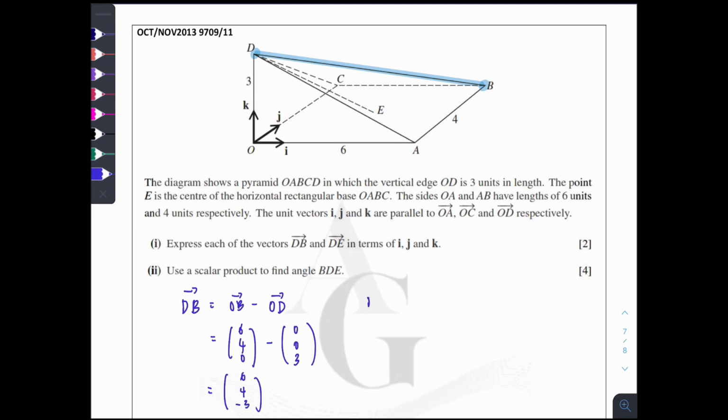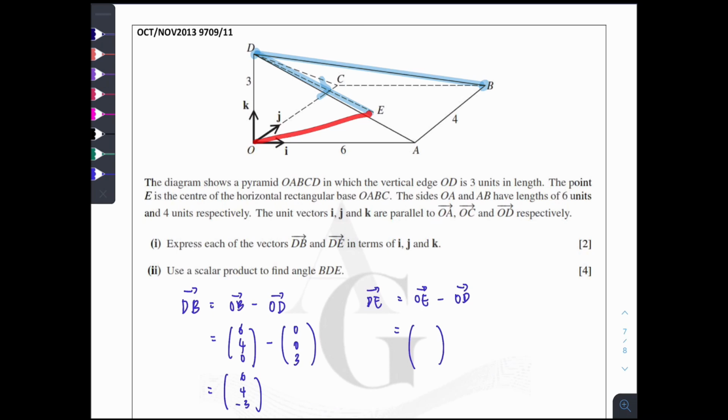As for the DE, have a look at the DE. DE is from here to here. So same thing, if you feel that it's a bit hard to move from D to E through the IJK direction, you can actually split it into OE minus OD. So for the OE's direction, let's see how to move from O to E.